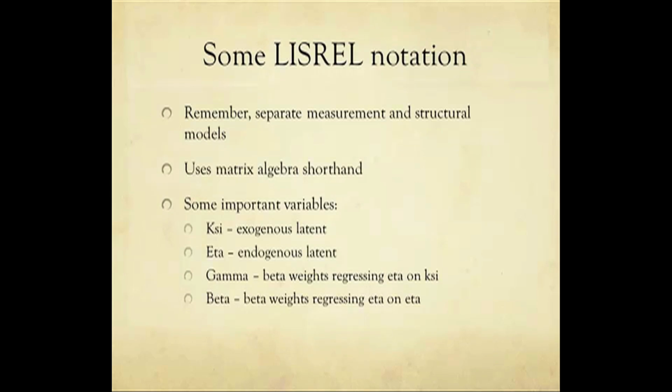Okay, so again, remember I'm going to keep talking about measurement models in addition to structural models. It's never just one model. I'm going to be using some matrix algebra shorthand and some other important Greek letters. Whenever I talk about Psi, that's the exogenous latent variable. Eta is our endogenous latent. Gamma are the weights regressing eta on Psi, and even though my example doesn't use any betas, if you hear a SEM person talk about betas, these are the beta weights associated with regressing an eta on another eta.